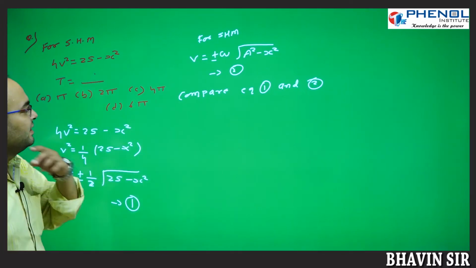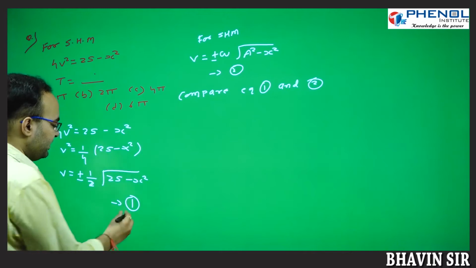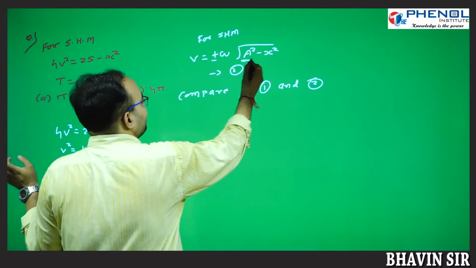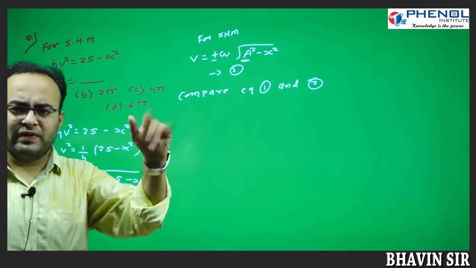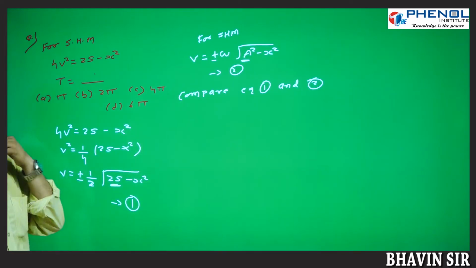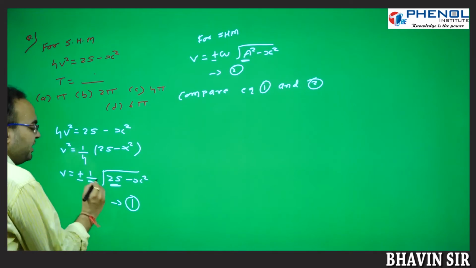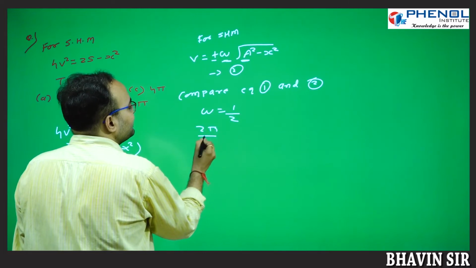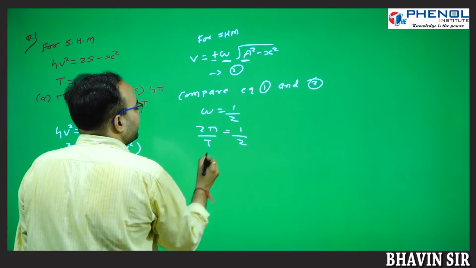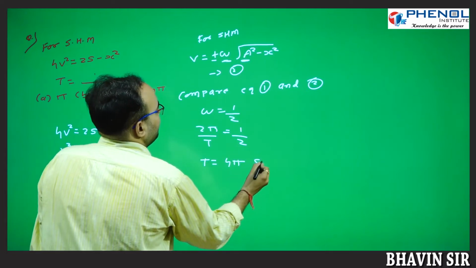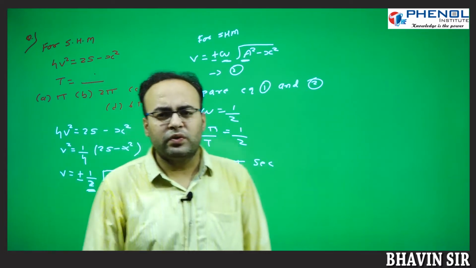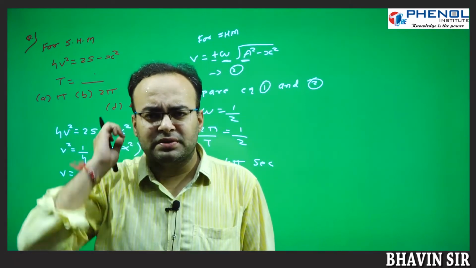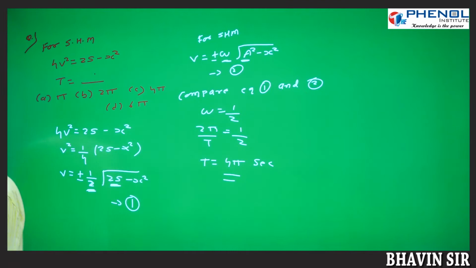So students, see what is the amplitude? See here 25, here a square, so a square equals 25. So the amplitude is 5. But we want to find the time period, so find omega. See here 1 by 2, here omega, so omega is equal to 1 by 2. Omega means 2 pi by T. So what is the time period? 4 pi second. This is the final time period, 4 pi second.